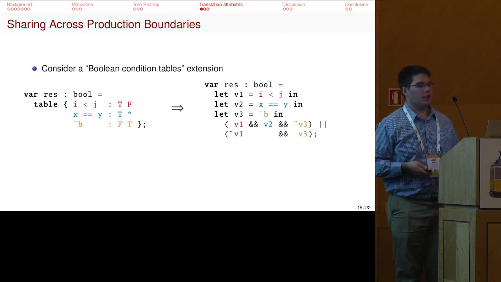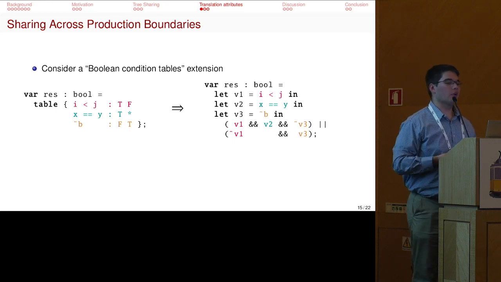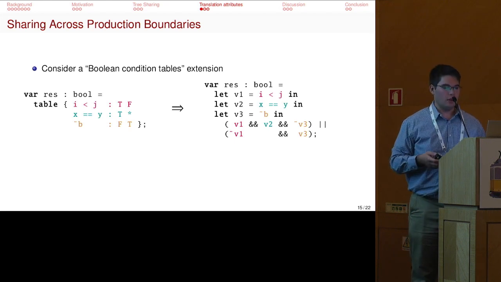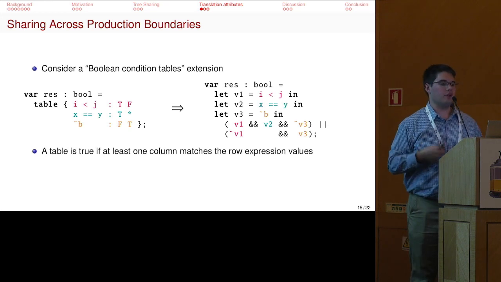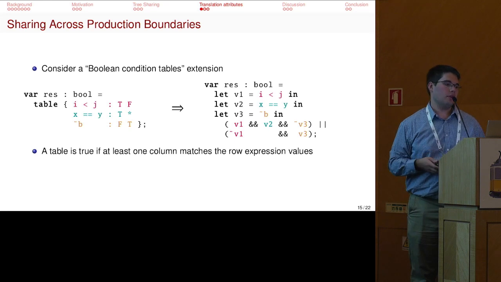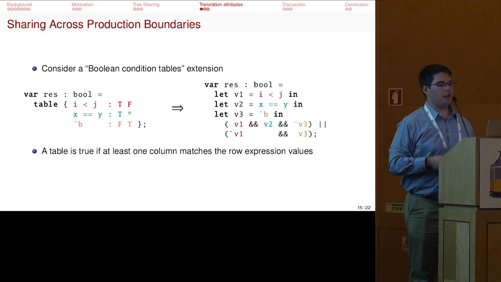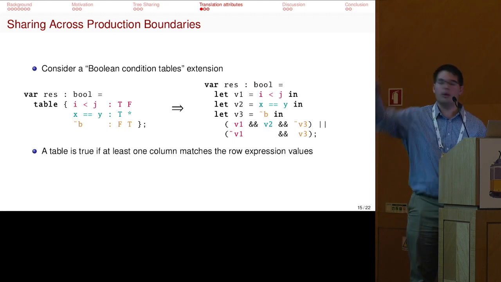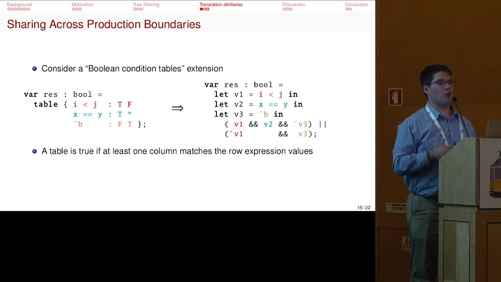And more sophisticated language extensions can make this harder because they can actually introduce their own non-terminals. For example, consider a language extension that is useful for expressing complicated Boolean logic expressions. In a condition table, this expression here consists of a series of Boolean expressions, each with an associated set of truth flags. The table expression is true only if the true or false or don't care truth flags, which is indicated by the star there, in at least one column match the truth values of each row expression.